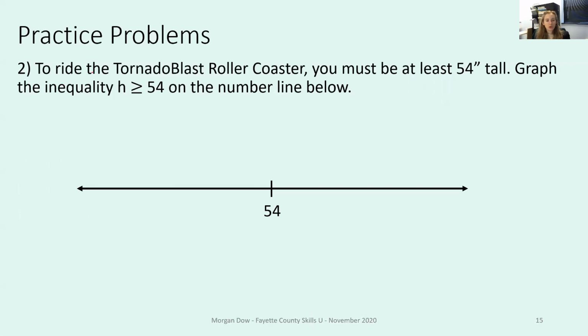Number 2, to ride the tornado blast roller coaster, you must be at least 54 inches tall. So same setup. Graph the inequality h is greater than or equal to 54 on the number line below. So we're basically just graphing our answer from the last problem. So it's going to be a closed circle around that 54. And we're going to point to all of the numbers greater than 54, right? Because we could be 54 inches tall, or we could be 55, 56, 57, 58, and so on. We could be any height that's 54 inches or bigger.